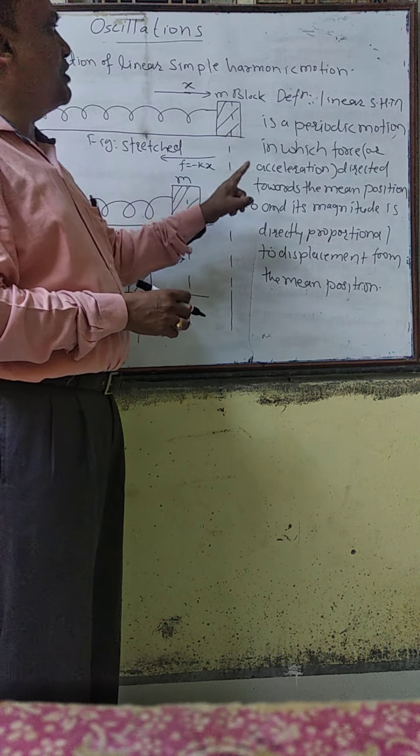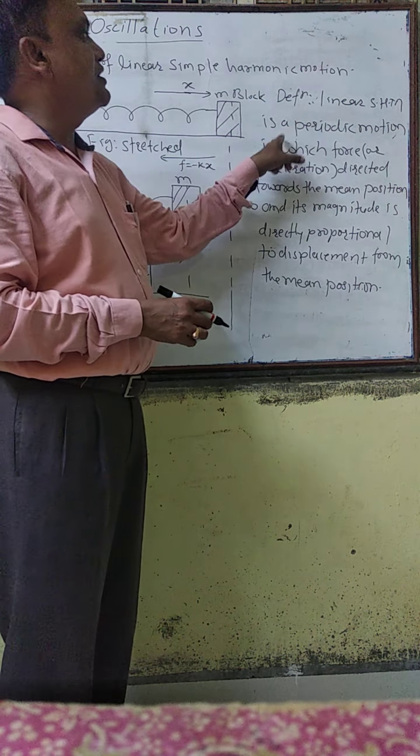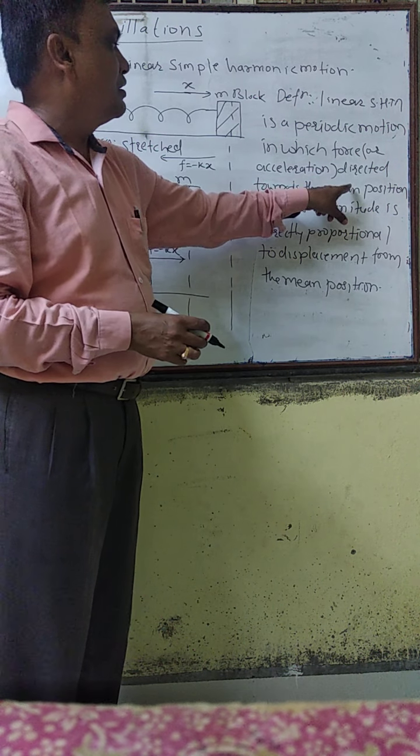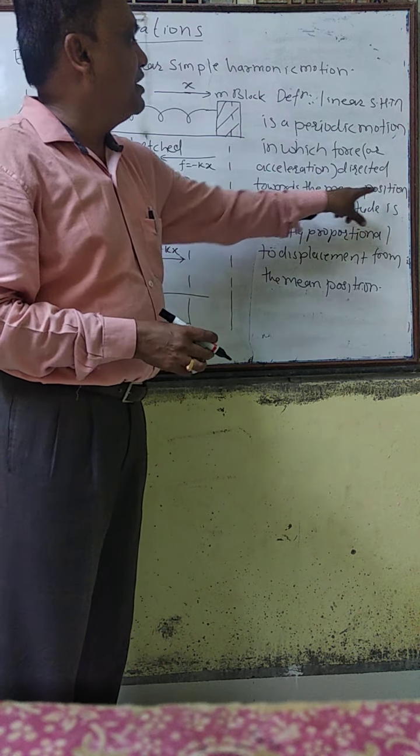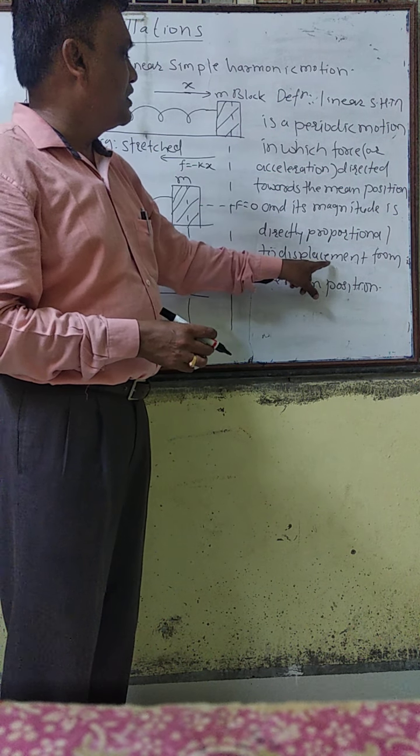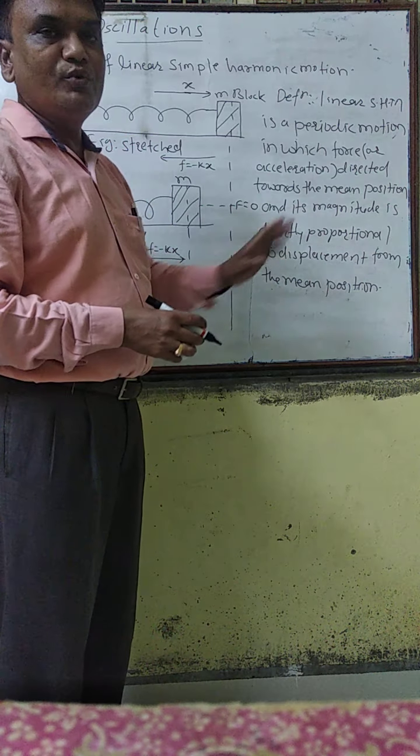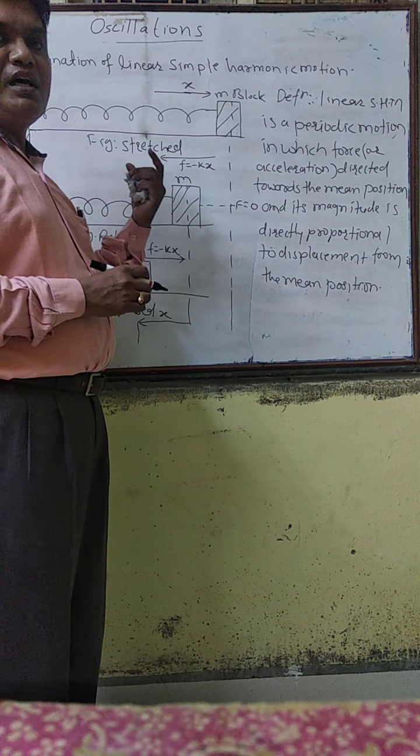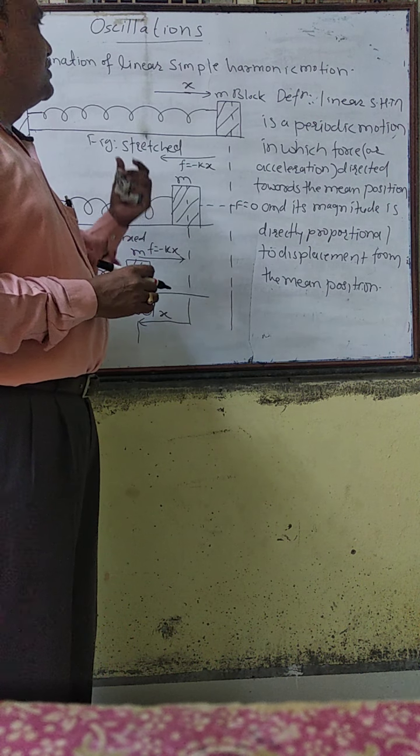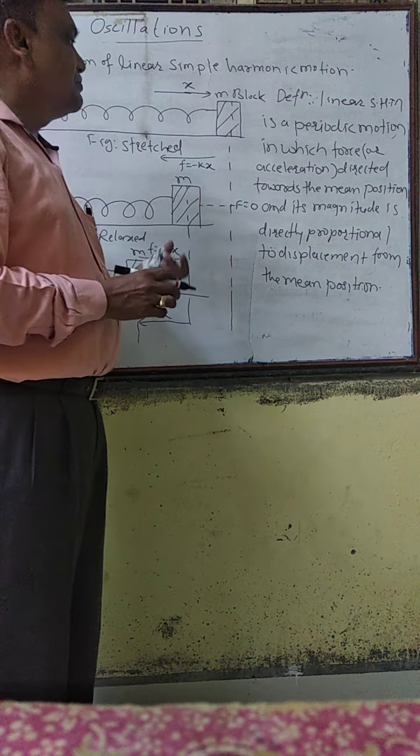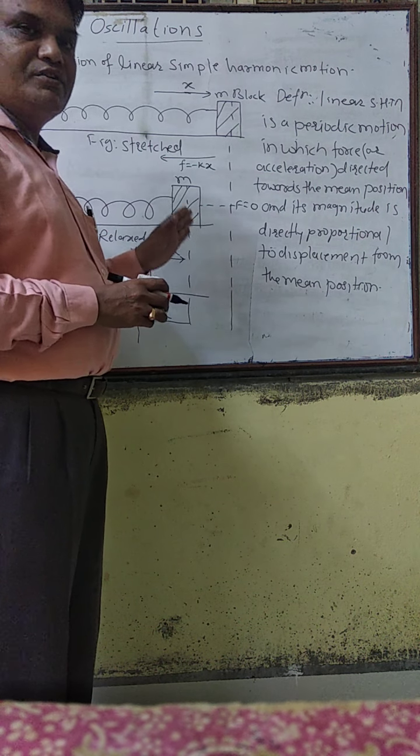What is linear simple harmonic motion? Linear SHM is a periodic motion in which force or acceleration is directed toward the mean position and its magnitude is directly proportional to the displacement from the mean position. This motion is known as linear simple harmonic motion because it satisfies all the conditions of SHM, and we know the conditions of SHM very well.